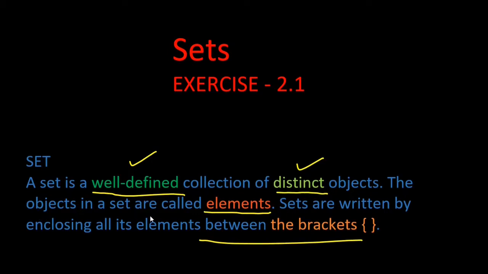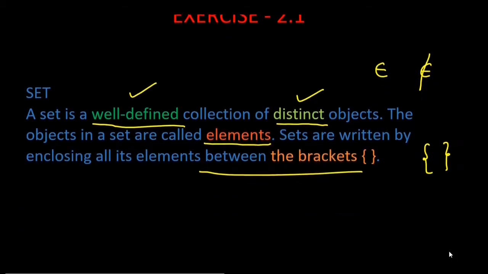The objects in a set are called elements of the set or members of the set. Using the symbol epsilon, we denote that an element belongs to the set. If an element does not belong to the set, we use does not belong to, or this crossed epsilon symbol. Sets are written by enclosing all its elements between the braces. This curly bracket or braces is used in writing the sets.